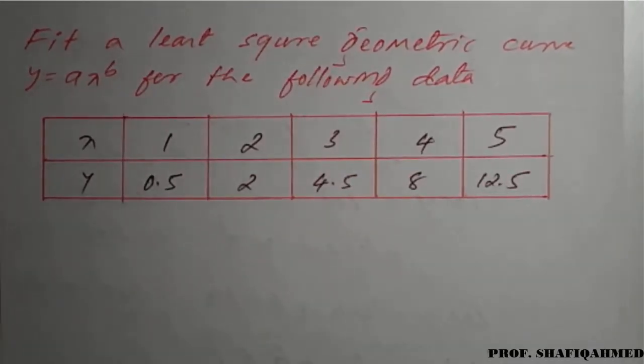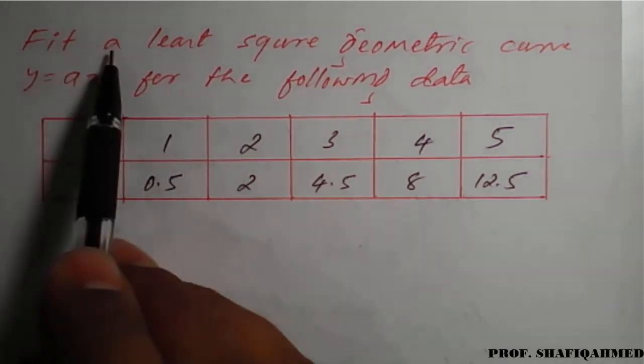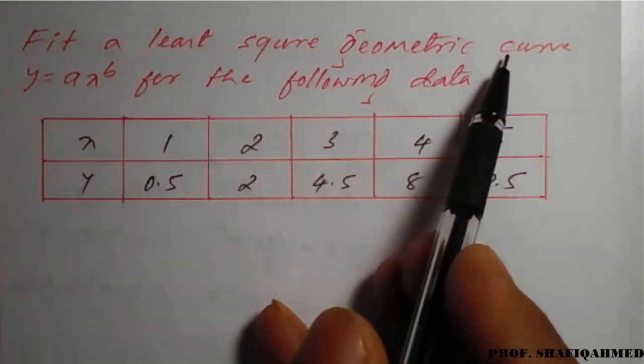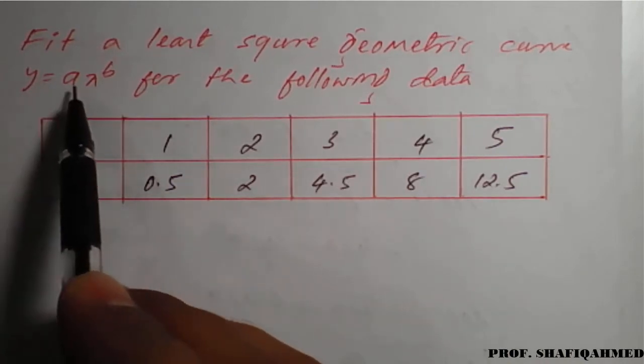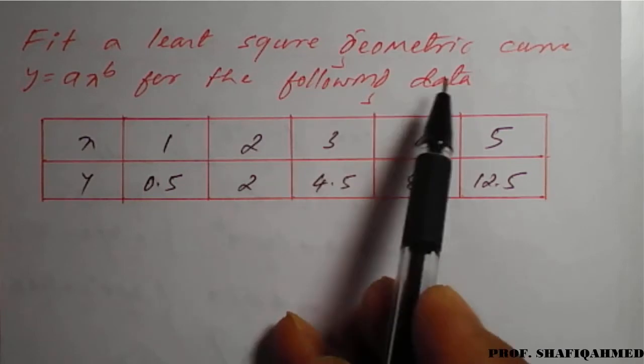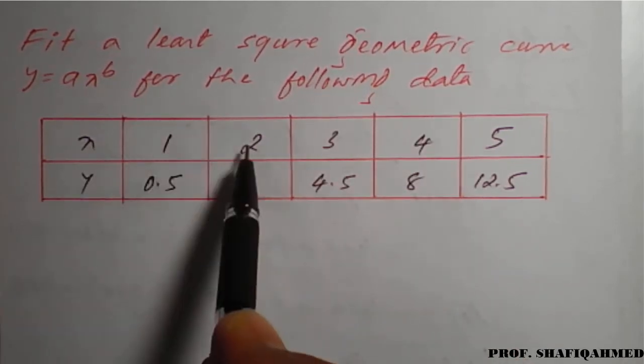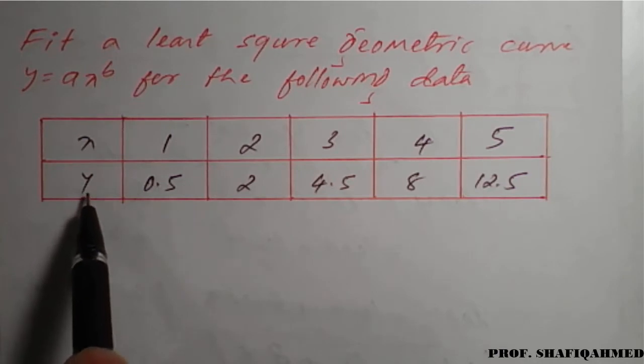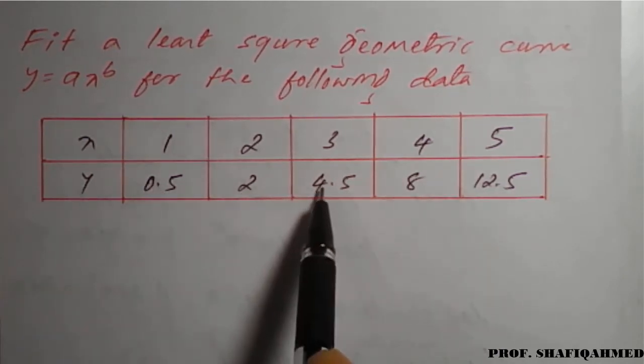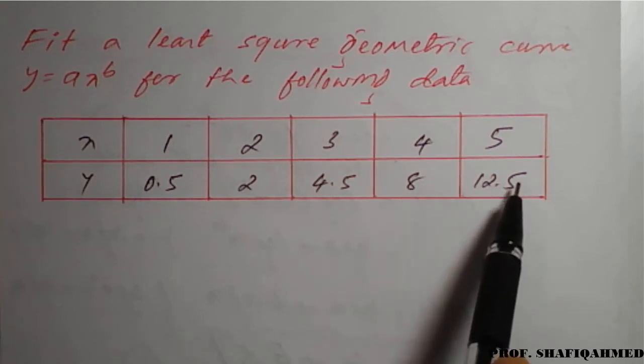Hello students, in today's lecture we'll see the problems on curve fitting by using a least square sense for the curve y is equal to a into x raised to b form. The problem is: fit a least square sense geometric curve, y is equal to a into x raised to b, for the following data. The x values are 1, 2, 3, 4, 5, and the y values are 0.5, 2, 4.5, 8, 12.5.